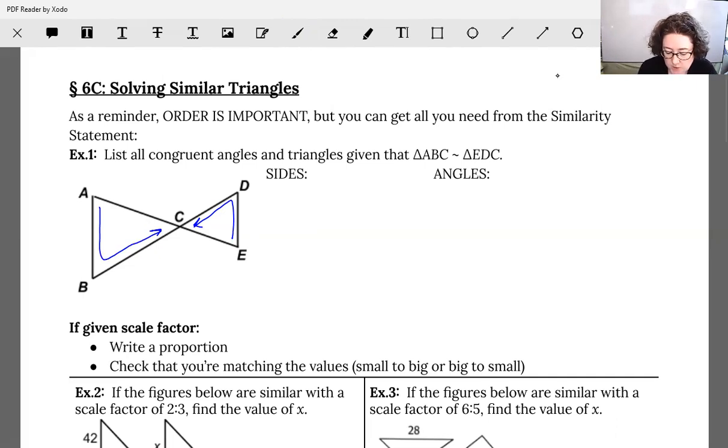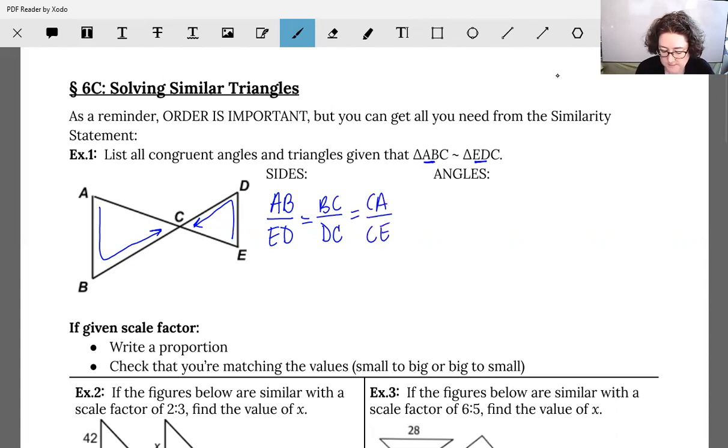Our sides that are proportional, we could compare AB over ED, which again I'm noticing in my names. And if I'm a more visual person, from the order of the arrow that I drew through, that's going to have the same relationship as BC compared to DC. And that's the same relationship as CA compared to CE. And we could take any two of these ratios, set them equal, and create a proportion that we could then solve.